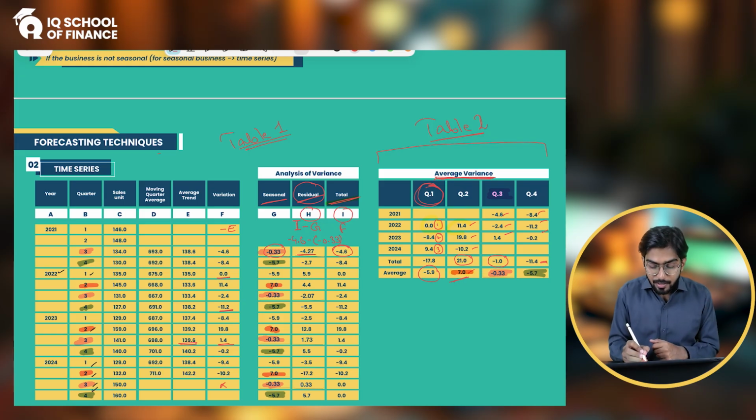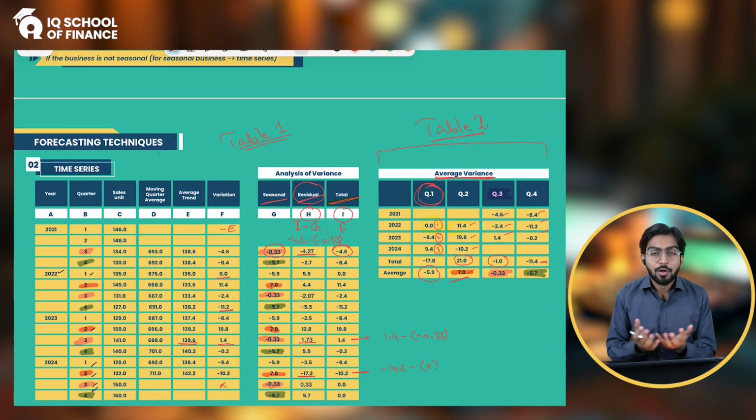Again, here for this, 1.4 minus 0.33, and you will get the answer 1.73. For this, minus 10.2 minus 7, and you will get this answer, minus 17.2. So this is how the residual column is calculated.